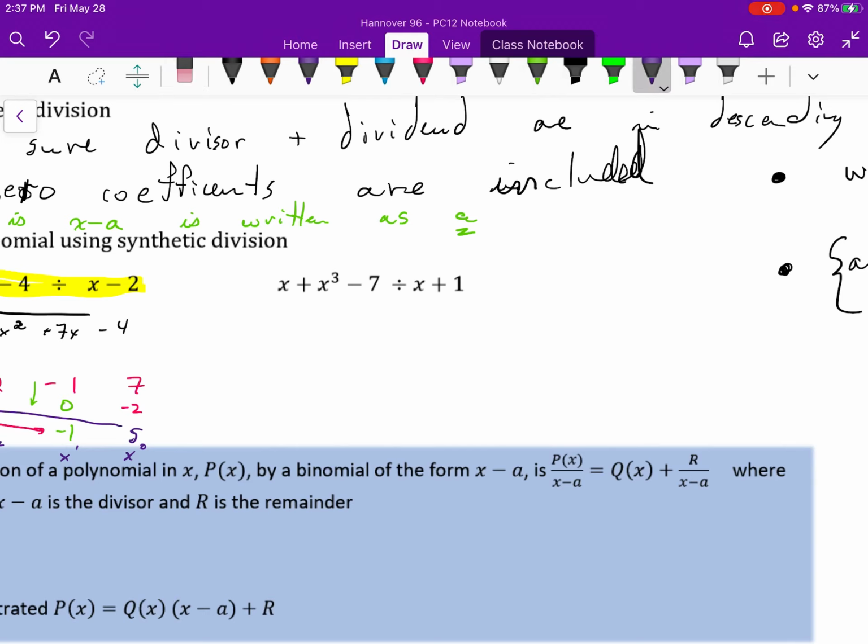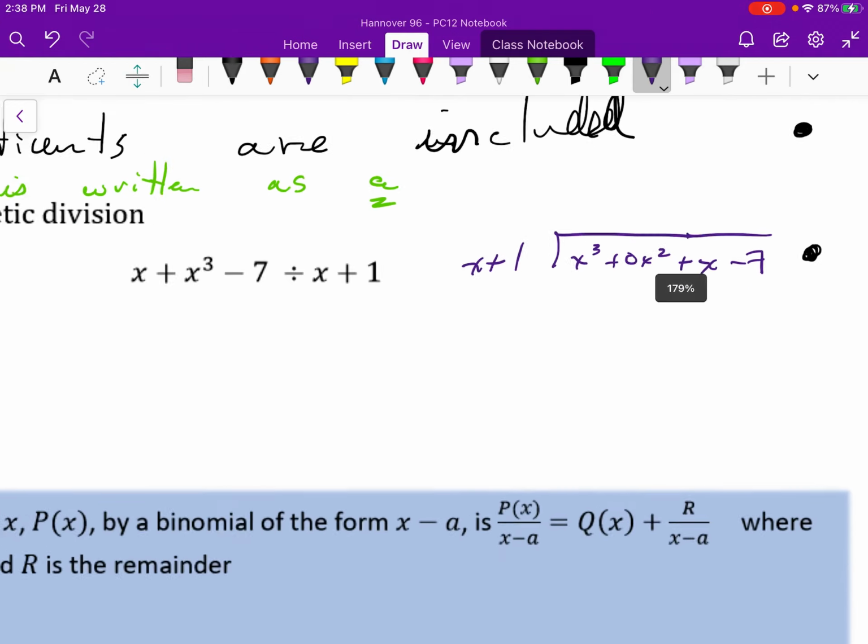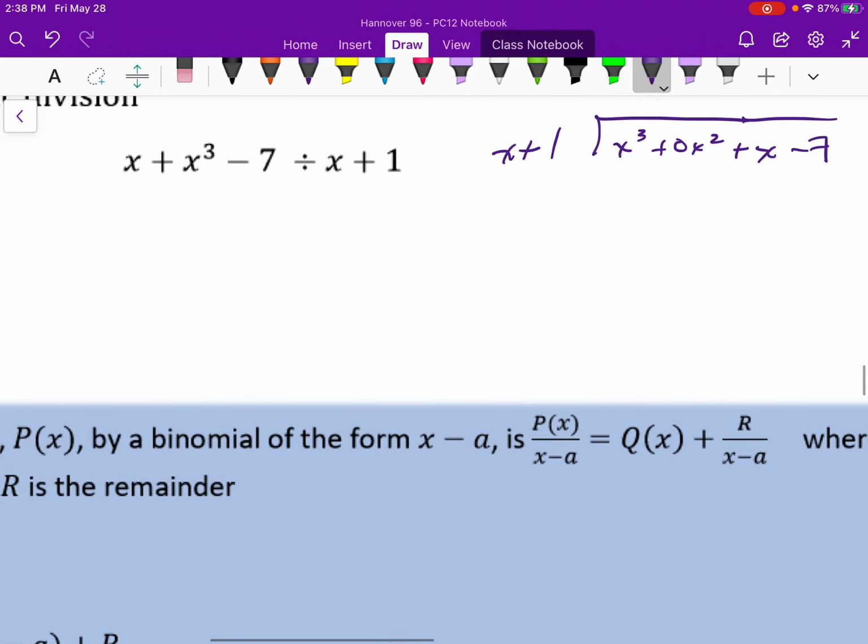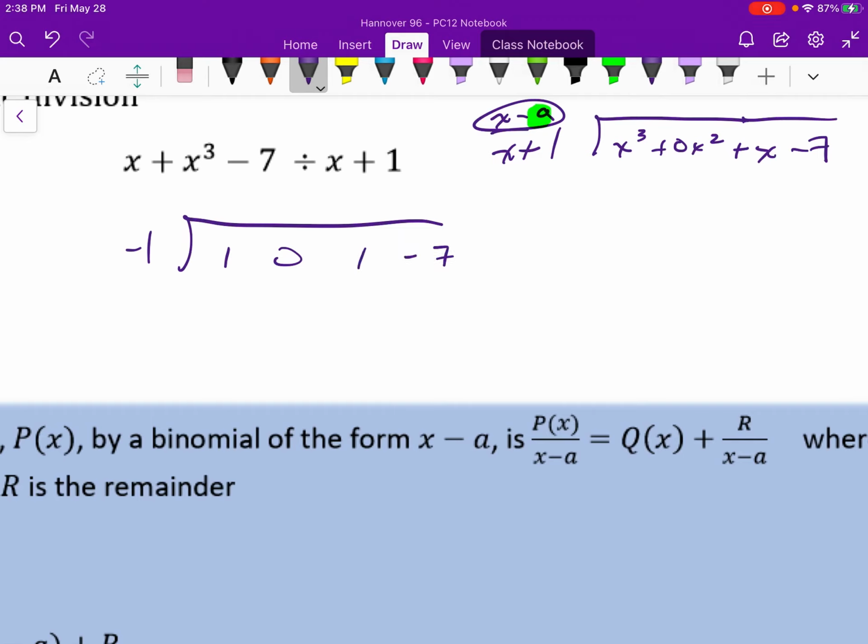All right. And I'm just going to write this. I would write this as this. There we have it. That's how I would write it in long division. Notice how our divisor should be in the form x minus a. So when I'm setting up for synthetic division, the value of a is -1. And I pick out my coefficients.